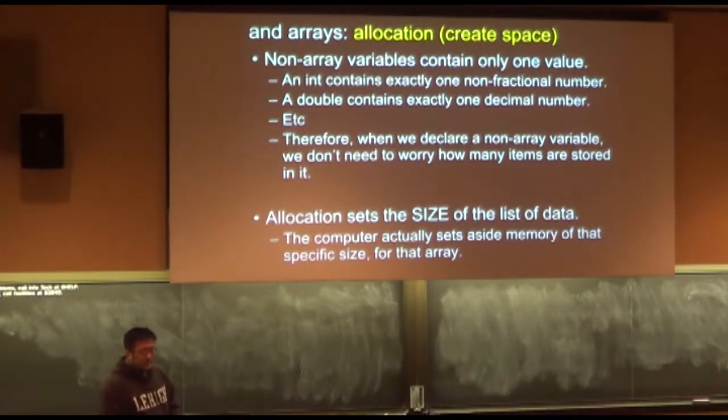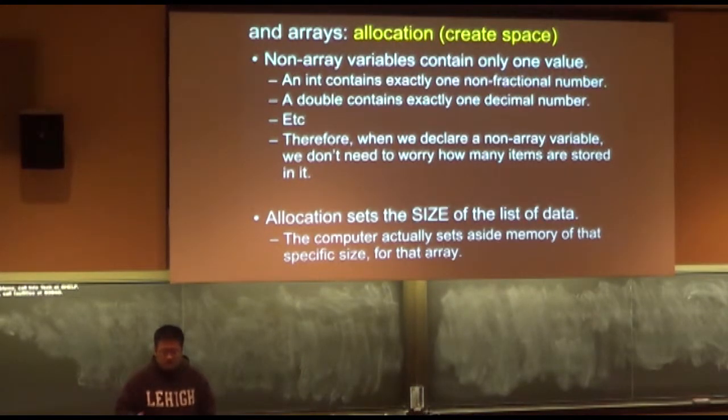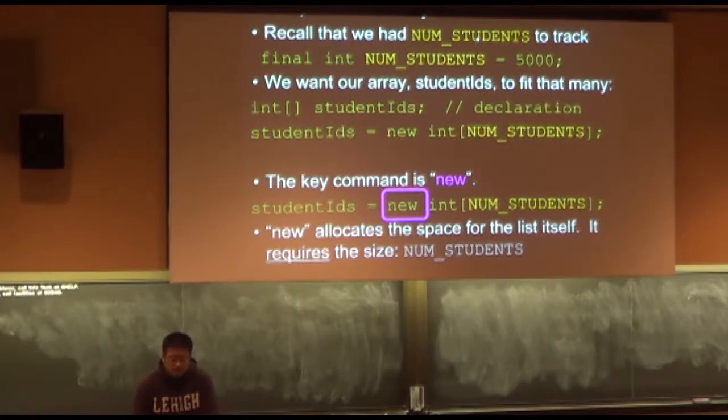So allocation is essential because non-array variables contain only one value. So because they contain only one value, Java knows how big that value is. It's easy to have Java automatically allocate you space for one integer. But when you have an array, it needs to know the size of that list of data in order to set aside memory for you. So when I allocate that space for student IDs, I'll say student IDs equals new int num students.